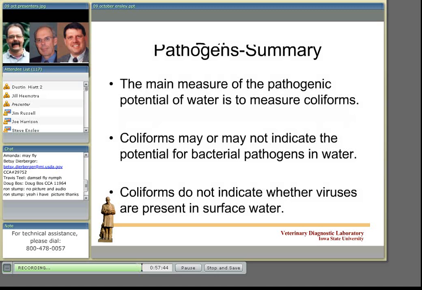So the main measure of pathogenic potential of most surface water is to measure coliforms. The coliforms may or may not actually indicate any pathogenicity. So when we talk about pathogens in water, measuring coliforms may not be an appropriate way to look for potential pathogens. And the coliforms in our study did not have any correlation with whether viruses would be present in water or not.